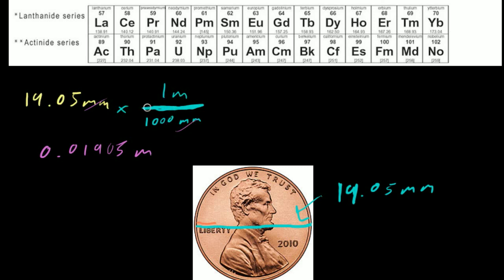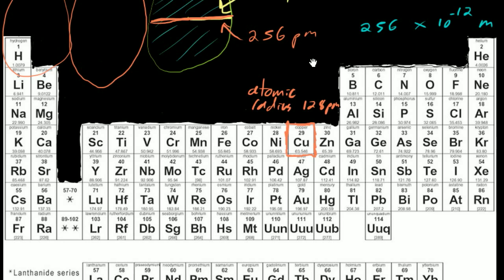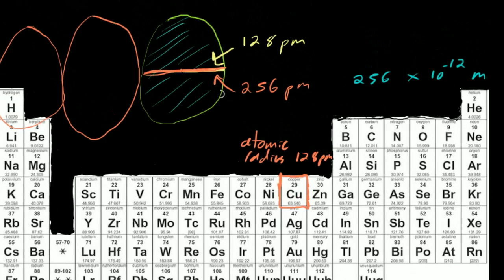So in other words, what I'm doing here is just multiplying by 1, and that's an important characteristic of a conversion factor, and we'll talk about that more in the future. Essentially, we're just multiplying by 1. The next thing we want to do is convert this figure into picometers, because that's what we have the diameter of our copper atom in.